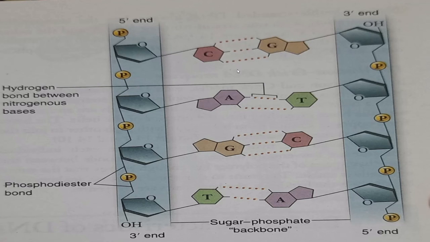Here you can see the hydrogen bonds. There are 3 hydrogen bonds between cytosine and guanine and 2 between adenine and thymine. This is the sugar phosphate backbone. You can see a free phosphate group at the 5' end and a free hydroxyl group at the 3' end. These are the phosphodiester bonds between the nucleotides. This is the other strand which runs in the opposite direction. It has the 5' end here and the 3' end here. Therefore the strands are known as anti-parallel.